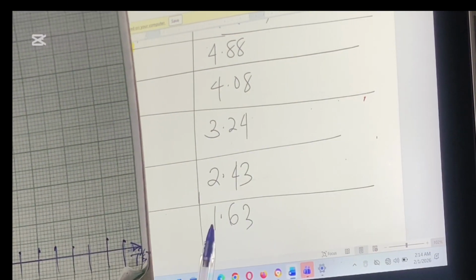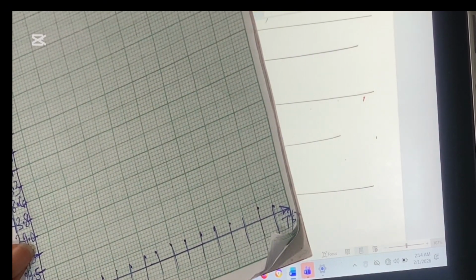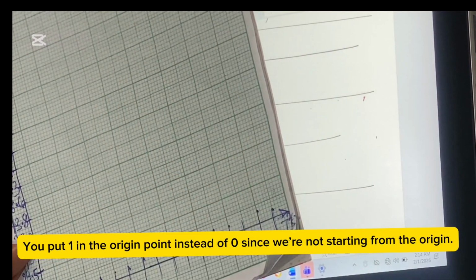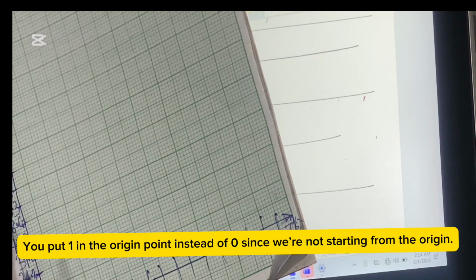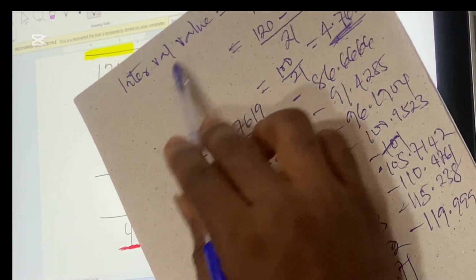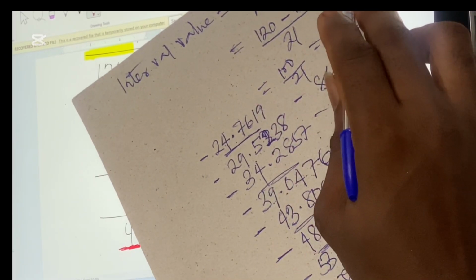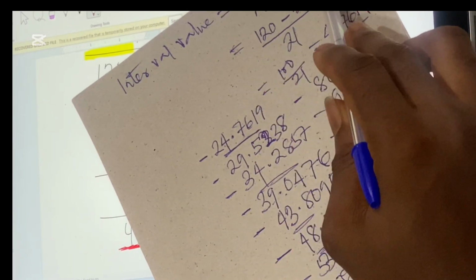So from here, we reduce that. We are starting with 1. I'll put 1 here. That is 1. So this is the lowest number. So how do we get the interval values? The formula for interval value is this: highest value minus lowest value, which is the same thing as starting value from the graph, over number of lines.